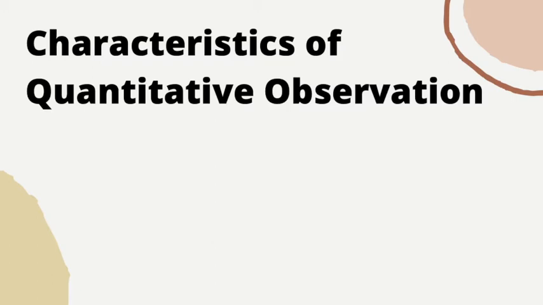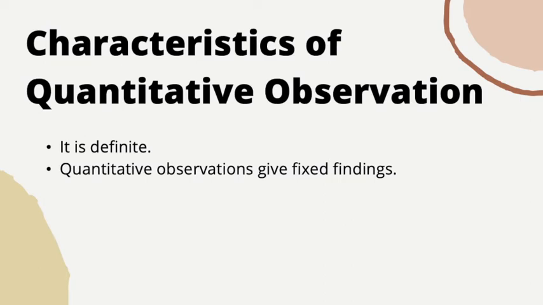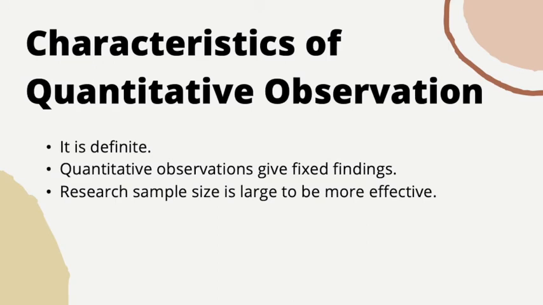What about the characteristics of quantitative observation? Quantitative observation is definite. It also gives fixed findings. The research sample size in quantitative observation is large to be more effective. Research bias is reduced in quantitative observation.